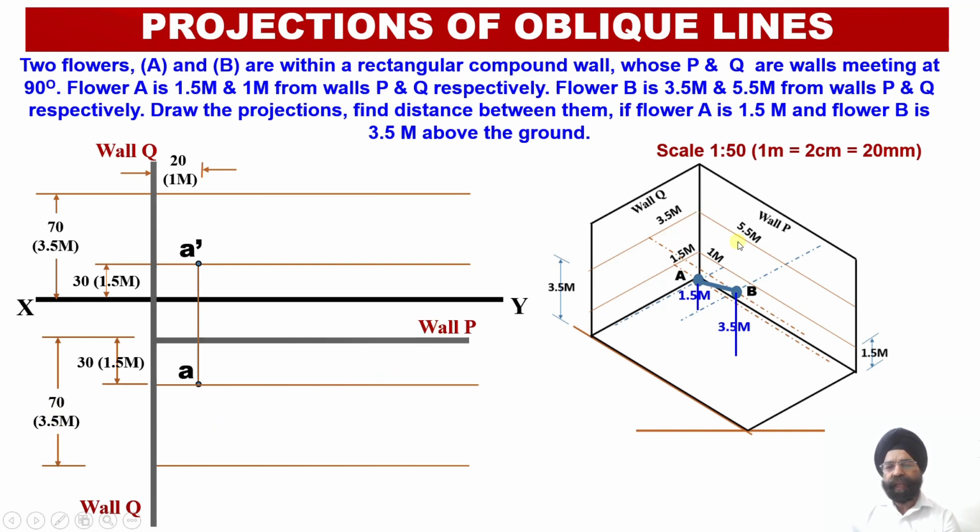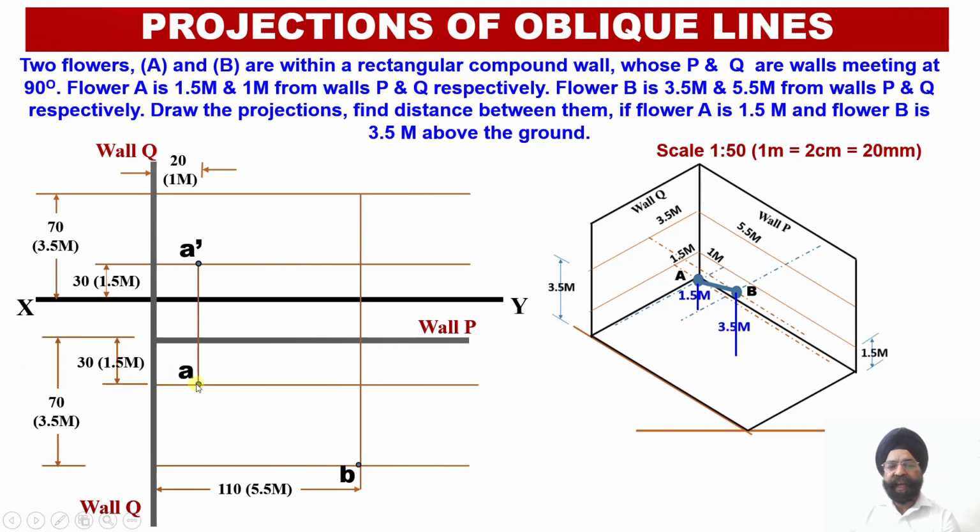Now since we also know that the distance of the point B or the flower B from the wall Q is 5.5 meters, I can mark a distance of 110 millimeter, corresponding to 5.5 meters. I have already drawn a distance of 3.5 meters from the wall P and marked the distance of 5.5 meters from the wall Q. Wherever these two locus lines intersect, I will get the location of the point B in the top view projections over here.